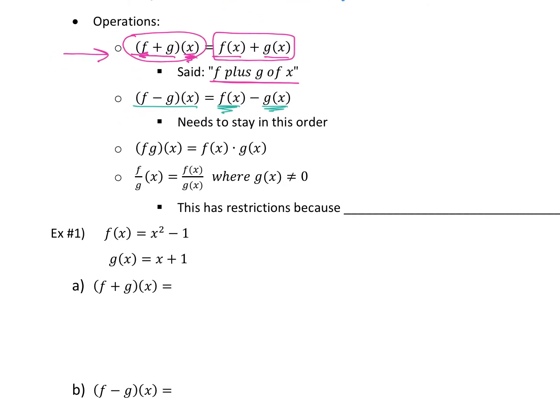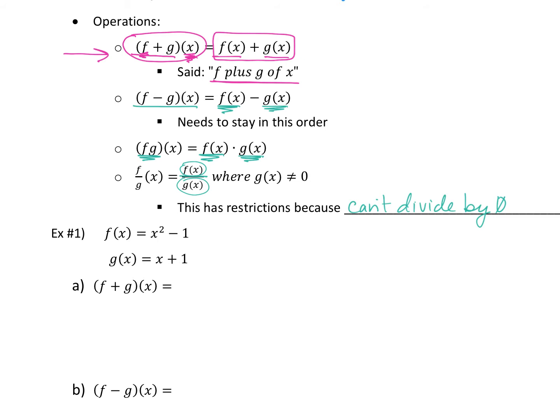With multiplication, f times g of x is the f of x function times the g of x function. And then division, if I say f divided by g of x, it's your f of x divided by your g of x, okay? Why can't g of x be 0? Because you can't divide by 0. That's the only one that has restrictions when there's division involved. And you'll see as we go where that kind of comes into play a little bit.